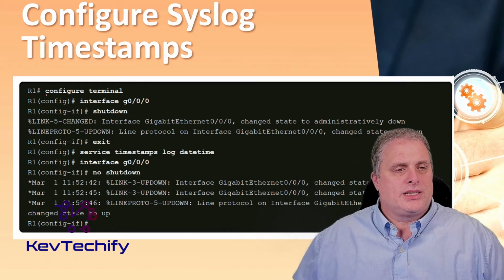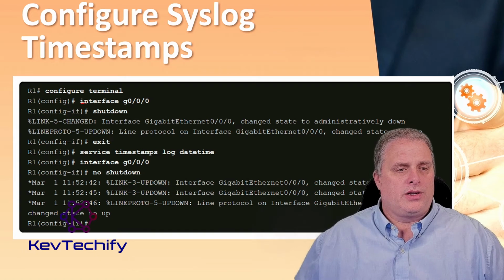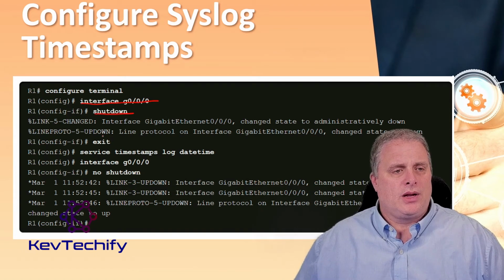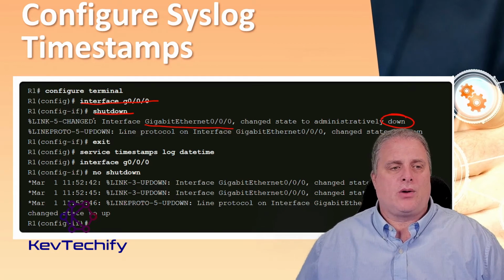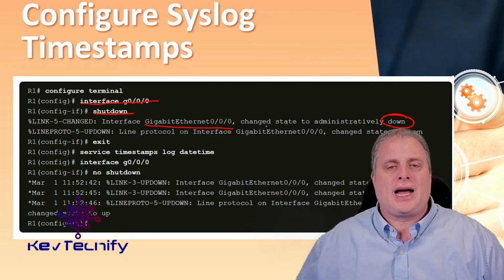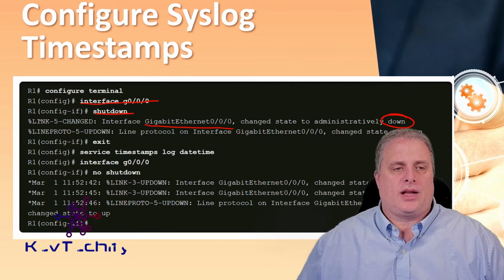Right here is an example. So we went into our interface, we did a shutdown. It's going to give us a message here saying that gig 0/0 changed state to administratively down. Notice there is no time associated with that.